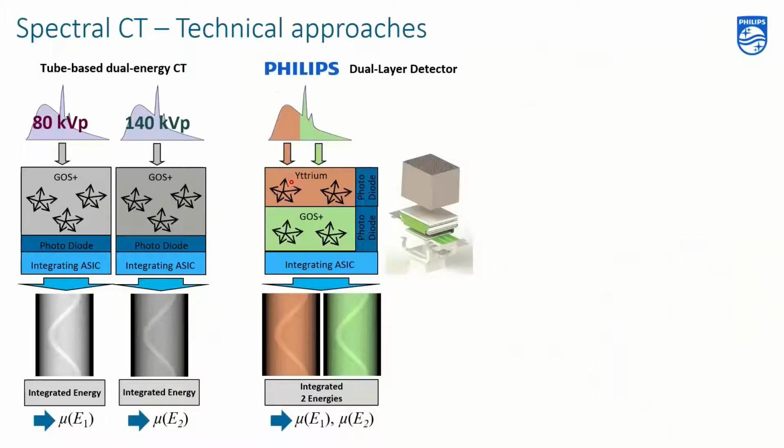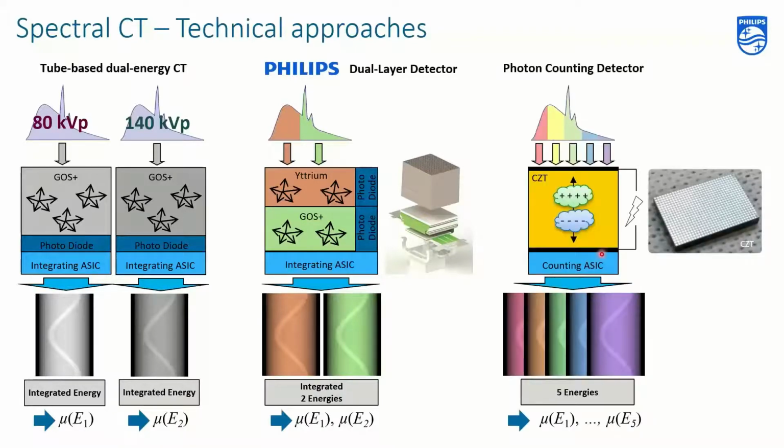So that's how we do it. As I mentioned, there are other manufacturers that do it differently. For example, with tube-based, so either switching rapidly within one tube, high and low kilovolts, or with two different tubes, you can do it as well. But what is also interesting, and I'll touch on this at the very end a little bit more, is where we're going, and that's actually with photon counting, where the detector itself is using semiconductor technology, and the energy of each photon is counted, essentially. So we're measuring the energy of each photon.